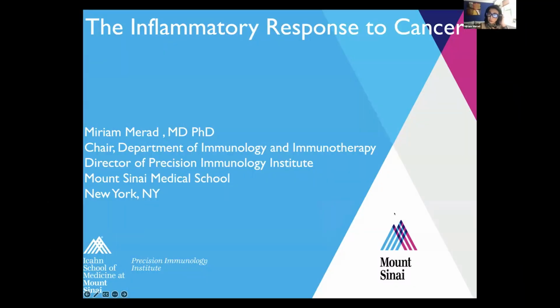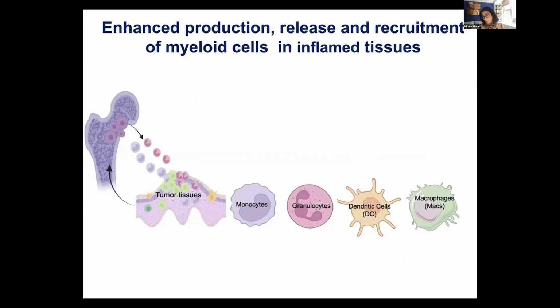I was going to focus on, I was mentioning earlier that my title was supposed to be myeloid response to cancer, but in fact, what I'm going to describe is an inflammatory response. Most cancer, in fact, most injury, any type of injury, leads to the enhanced production, release, and recruitment of myeloid cells, mostly monocytes and neutrophils, to inflamed tissue.